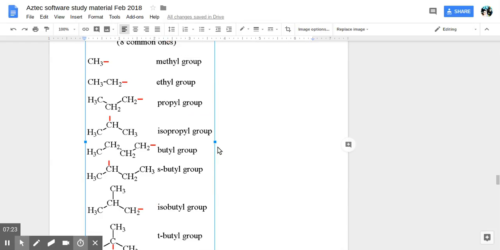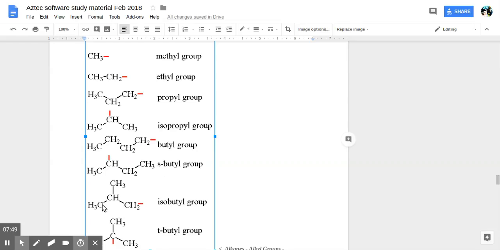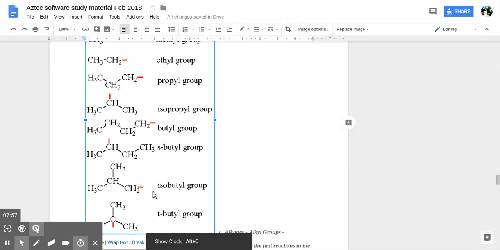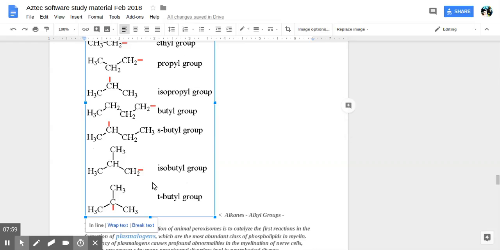Alkyl groups include methyl group CH3, ethyl group CH3, CH2, propyl groups CH3, CH2, CH2, isopropyl group CH3, CH, CH3, butyl group CH3, CH2s, three of them, S-butyl group CH3, CH, CH2, CH3, isobutyl group CH3, CH, CH3, CH2, T-butyl group CH3C, CH3s on three sides.